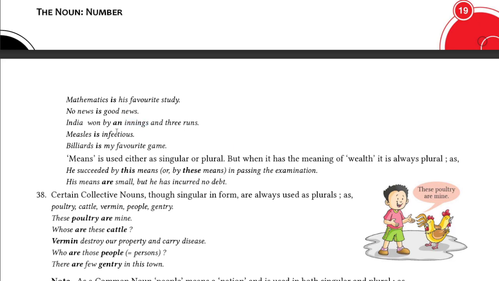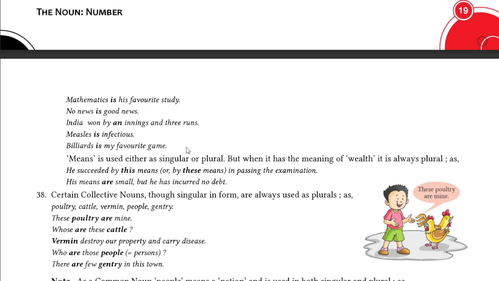Measles looks like plural, but is infectious. Is indicates that measles is singular. Billiards is my favorite game. Is indicates that billiards is singular. Means has two meanings.